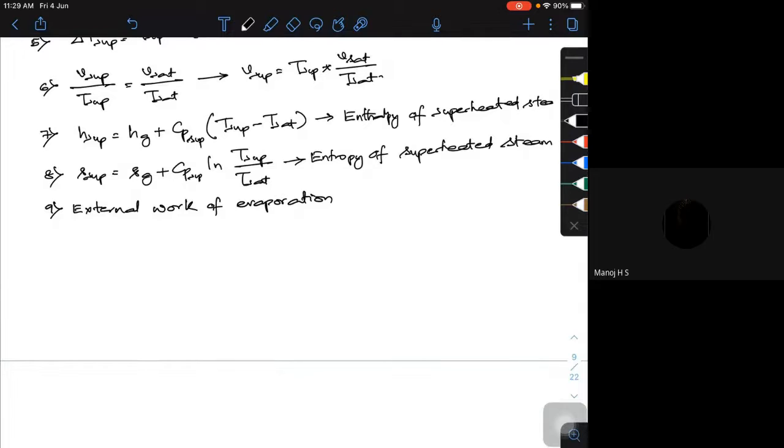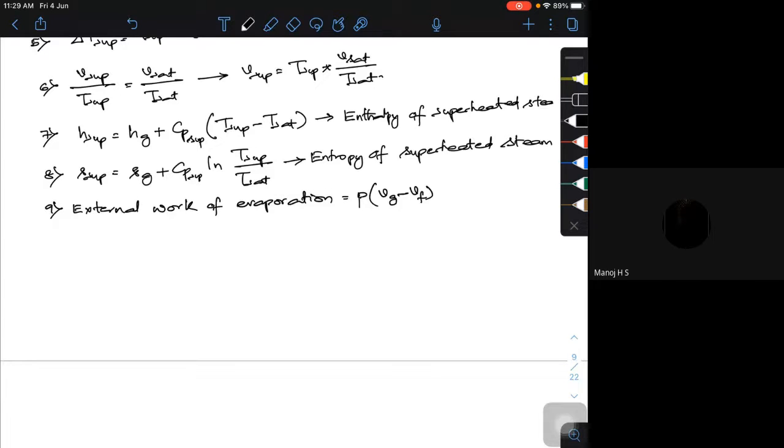This is equal to P into V. Work done is the integral of P dV. So to find this, it is P into (Vg minus Vf). What is the work required to evaporate? This is for a given pressure, maybe 10 bar or 20 bar. If the pressure is very low, 0.01 bar or maybe 0.09 bar, in that case Vf will become very, very small.